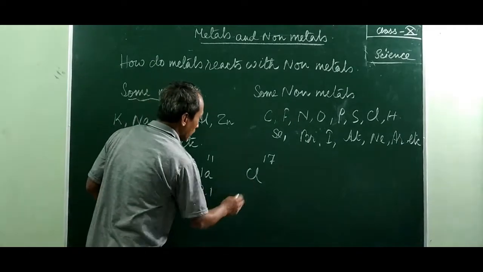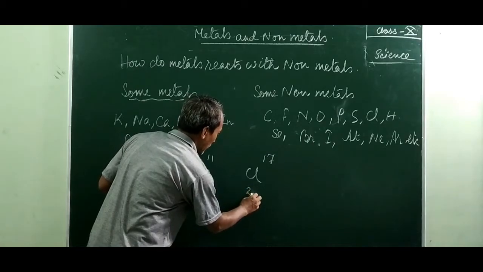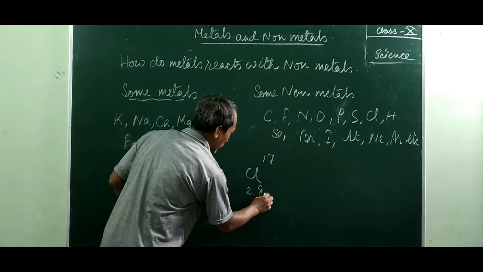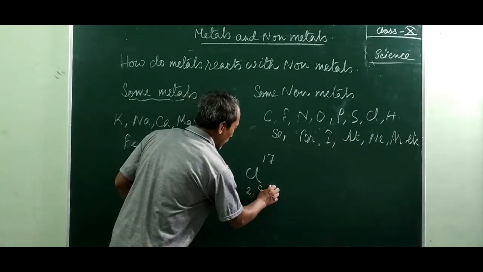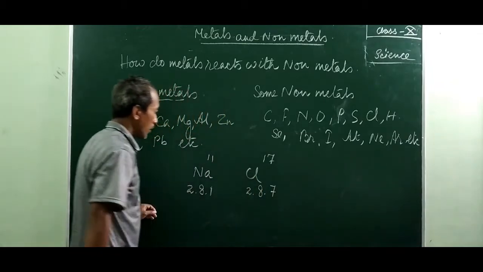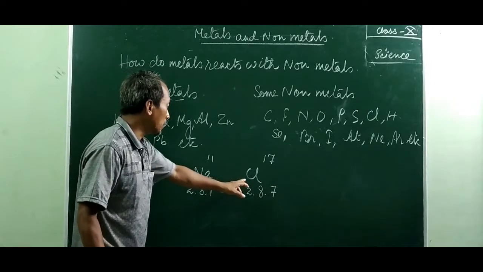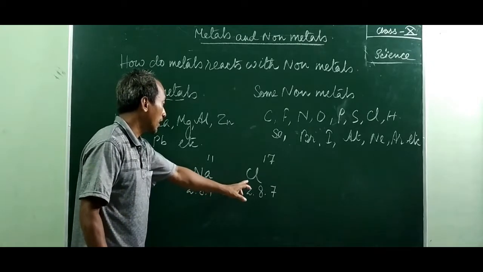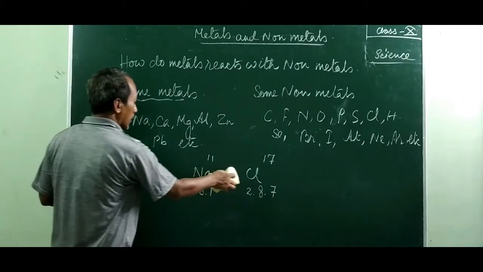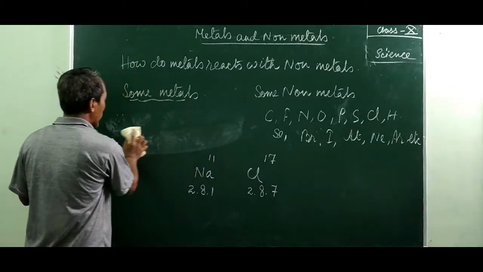For chlorine also, let us distribute it. The first orbit will get 2 electrons, the second orbit will have 8 electrons, and the third orbit will have 7 electrons. 2, 8, 7. Let us now see how they react. We will represent it in the electron dot picture. So sodium will react with chlorine, and I will show you the electron dot picture.